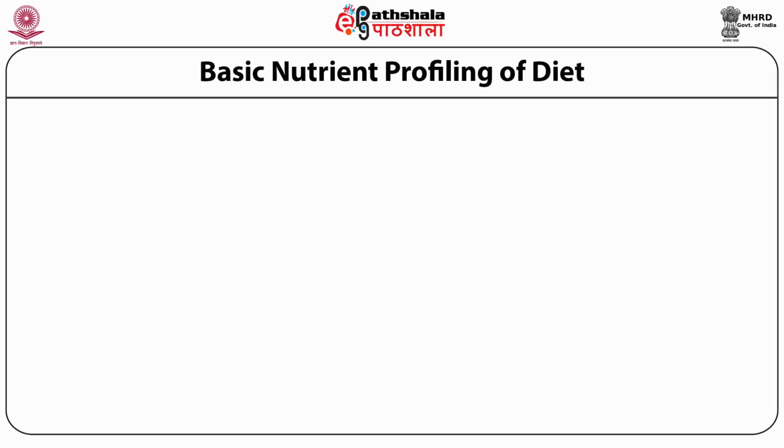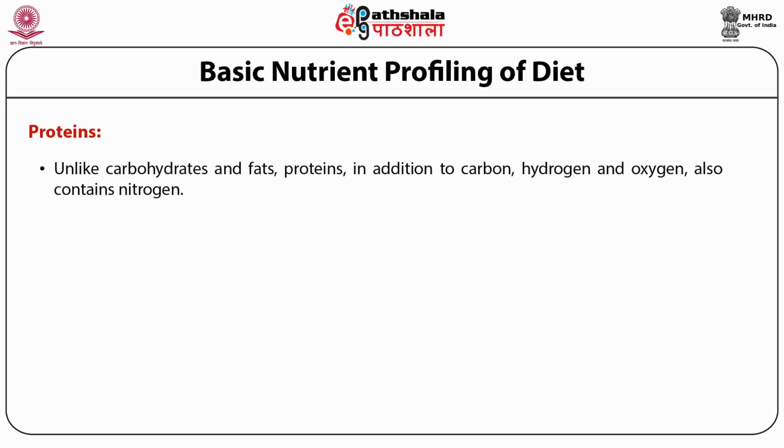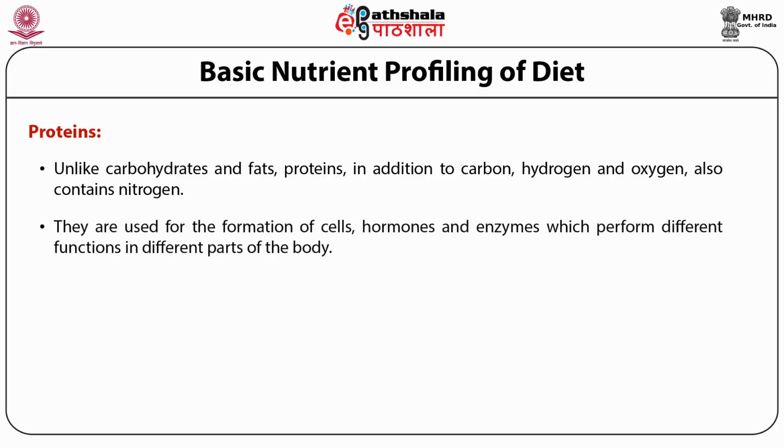The next food nutrient is the proteins. Unlike carbohydrate and fat, proteins, in addition to the carbon, hydrogen and oxygen, also contain nitrogen. Proteins are required by each and every cell and tissue in the body, hence they are considered the building blocks. They are used for the formation of cells, hormones and enzymes which perform different functions in different parts of the body. In addition, they are also important for muscle contractions.